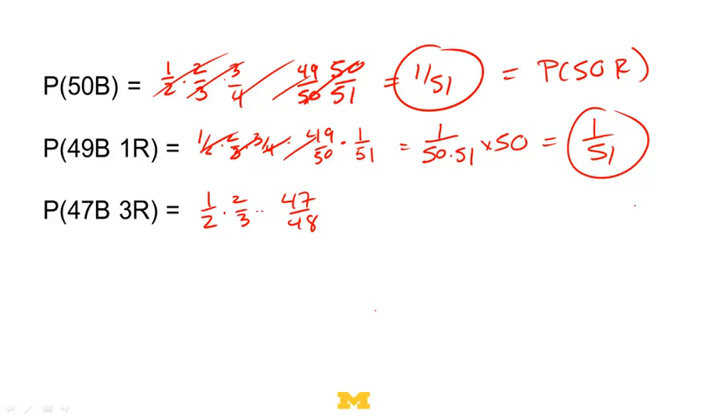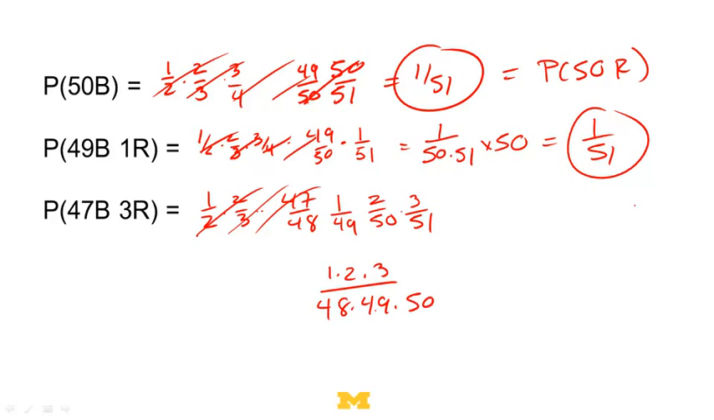But now the last 3 are going to be red. So we're going to get 1 over 49 because there's only 1 red ball to pick. Now there's 2 red balls in there, so there's a 2 out of 50 chance we'll get a red ball in the 49th period. And then the 50th period, there's 3 red balls in there, so it's 3 over 51. Now again, all these numbers cancel, except for the fact that now I'm left with 1 times 2 times 3 over 48 times 49 times 50 times 51.